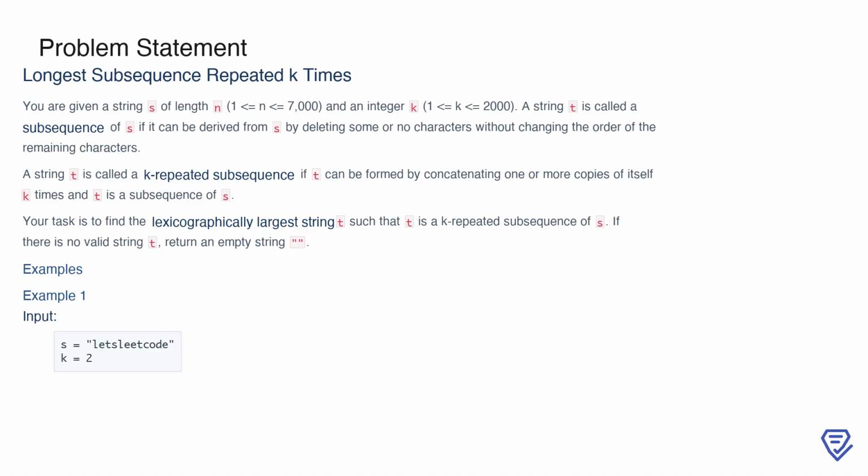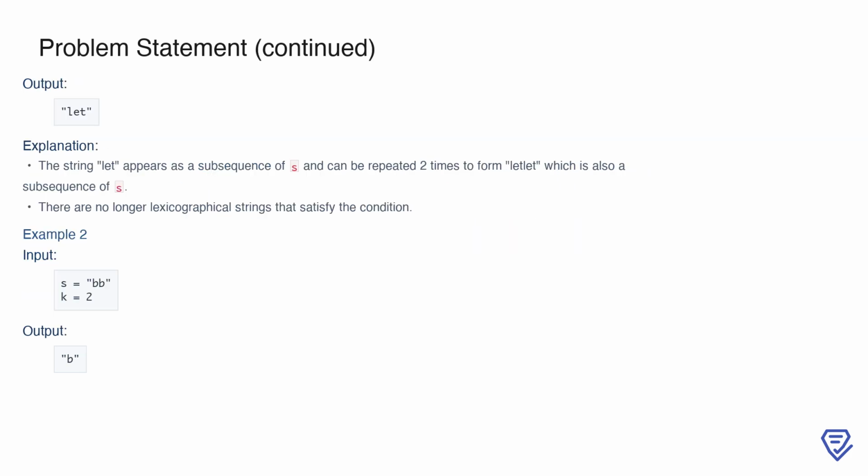Let's explore some examples to clarify this further. In the first example, we are given s equals "letsleetcode" and k equals 2. The output is "let" because "let" is a subsequence of s and can be repeated twice to form "letlet", which is also a subsequence of s. There are no lexicographically larger strings that meet these requirements.